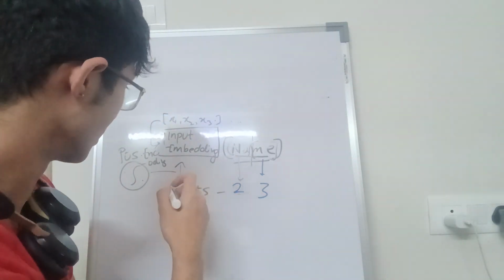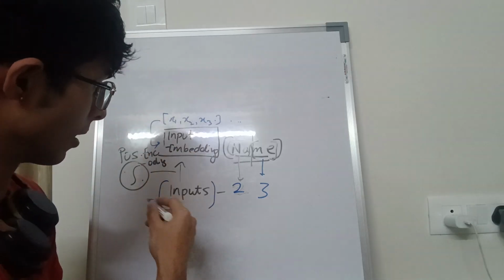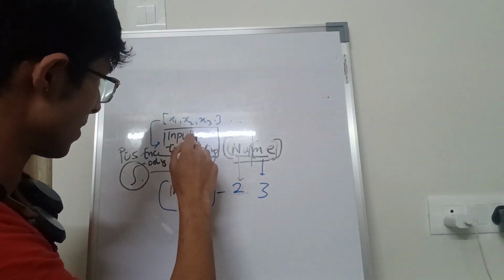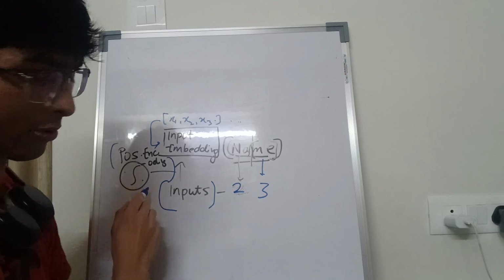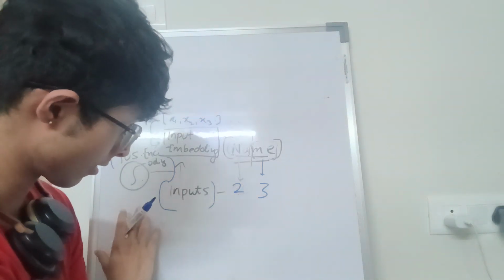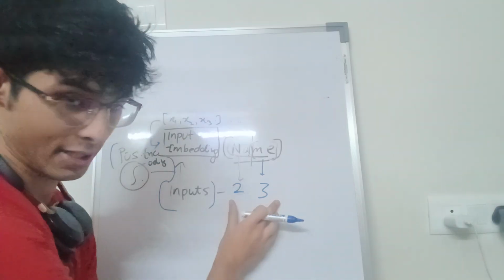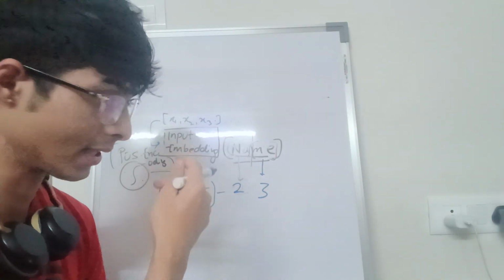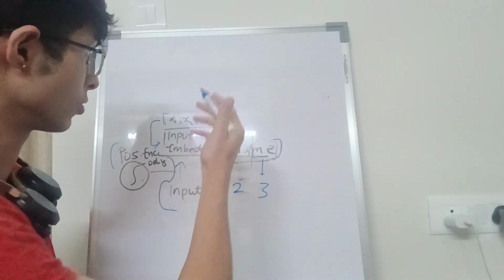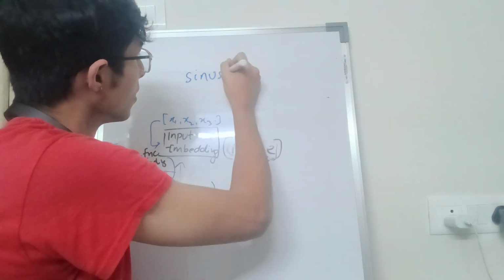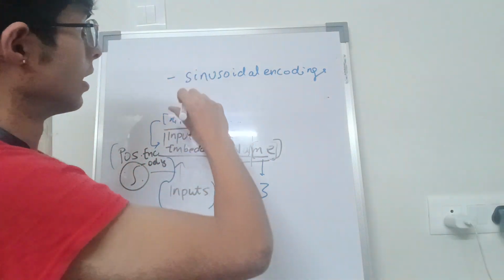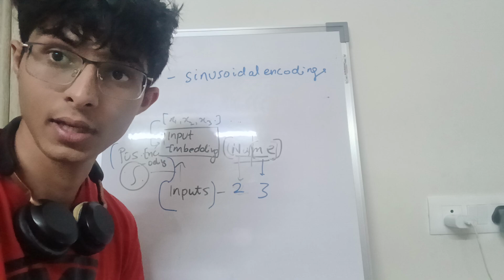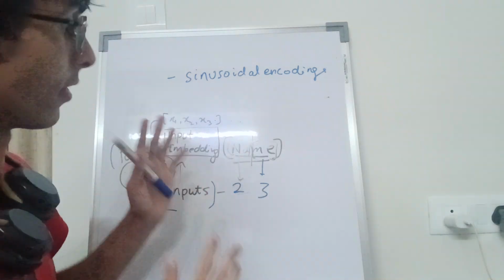Now, there are multiple ways to convert these inputs to these embeddings. Like in the case of the transformer, I said positional encodings. Positional encodings is just one more type of these character level encoders. Specifically in transformers, something called sinusoidal encodings are used. Sinusoidal encodings are basically sine and cosine functions. Now I'll just write the equation down maybe.